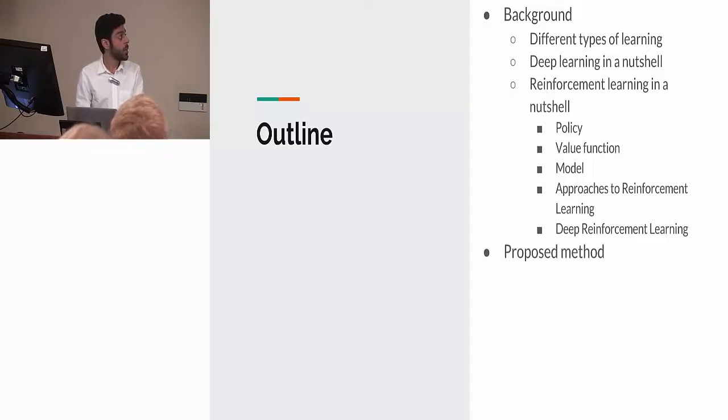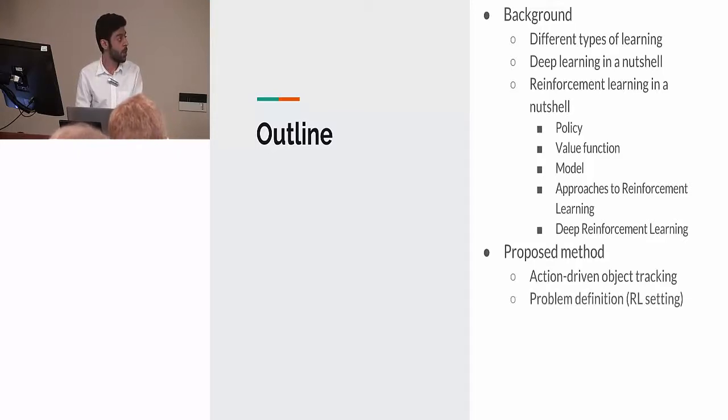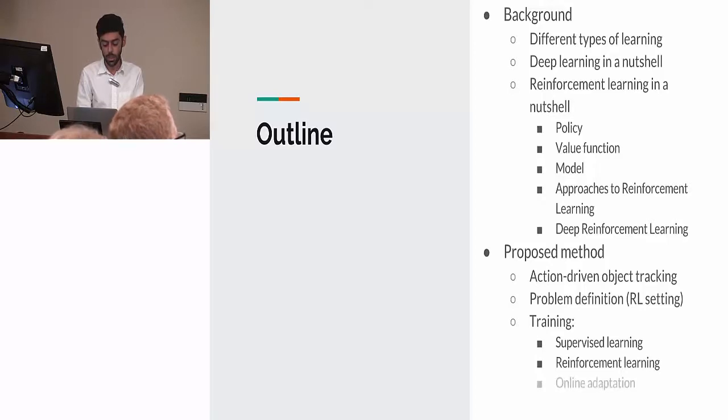Then I'll come to the paper, talk about the proposed method, which is the action-driven object tracking, their problem definition, how they define reinforcement learning settings, how they train the network, which is a three-step work: a supervised learning, a reinforcement learning, and an online adaptation step. And afterwards, I'll show the results.